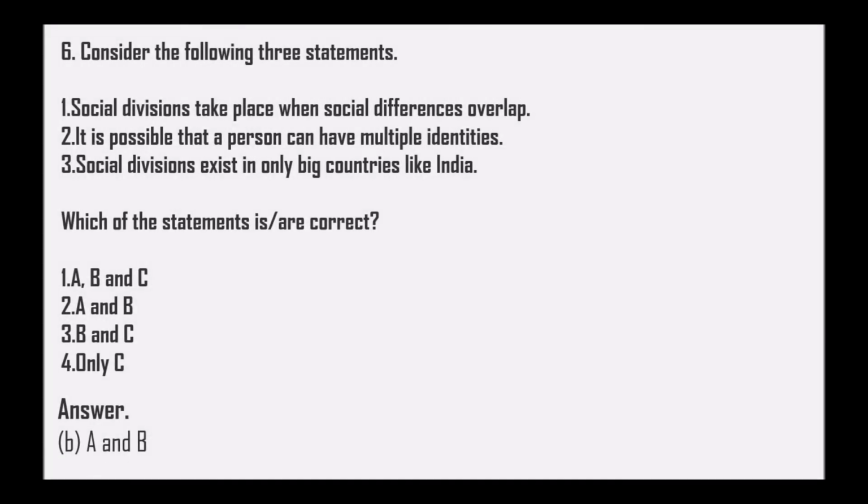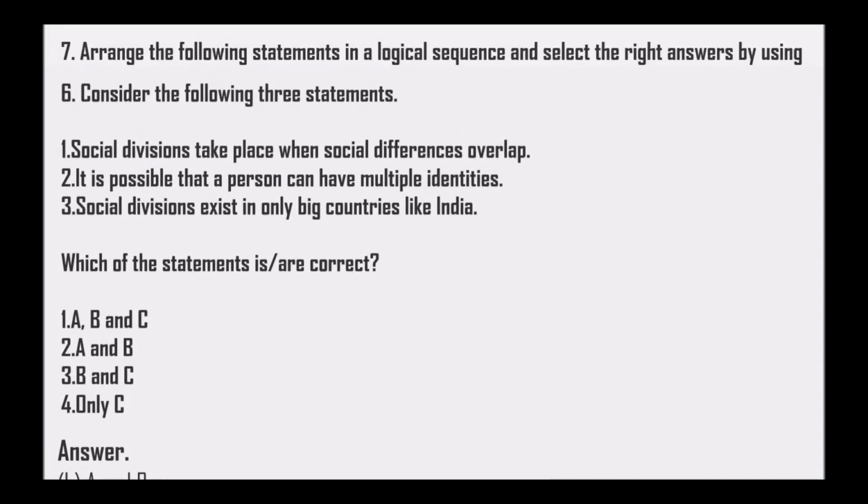Next, consider the following three statements. Social division takes place when social differences overlap. It is possible that a person can have multiple identities. Social divisions exist in only big countries like India. Which of the statements is or are correct? So A and B are correct.